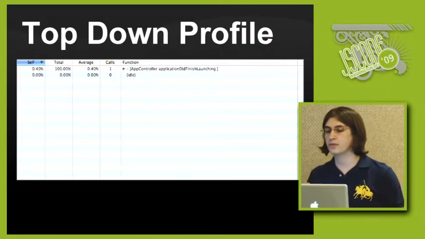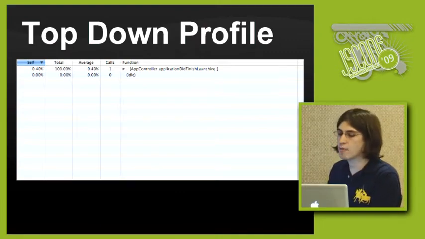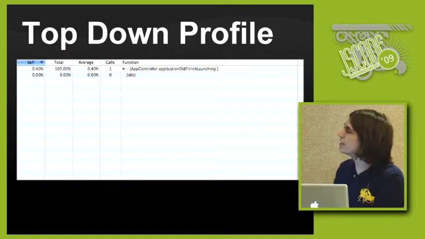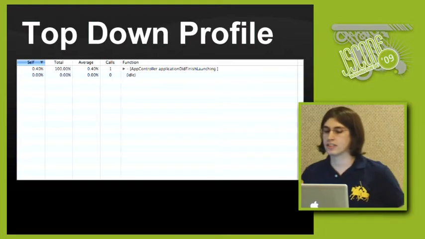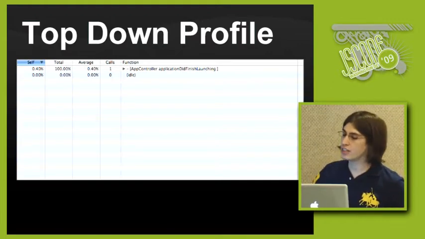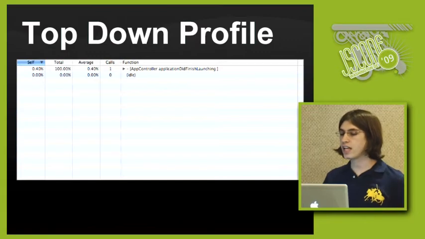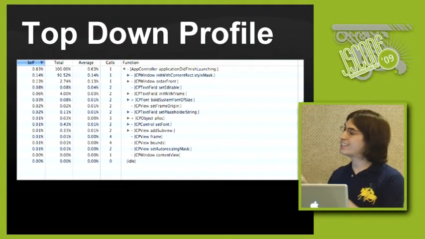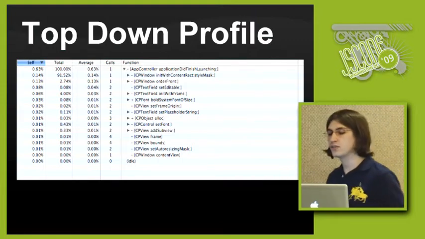So right here, we've been profiling the application did finish launching method of our application. And in this top-down view, you kind of see everything that happens in your program. So obviously, since we profiled application did finish launching, 100% of the profile took place in that method, right? So if we now uncollapse that tree, we see all the methods that got called inside of it and how they got divvied up. So you can kind of start following the trace of your program.